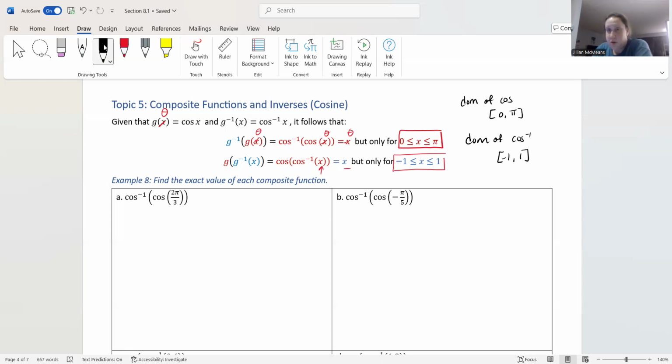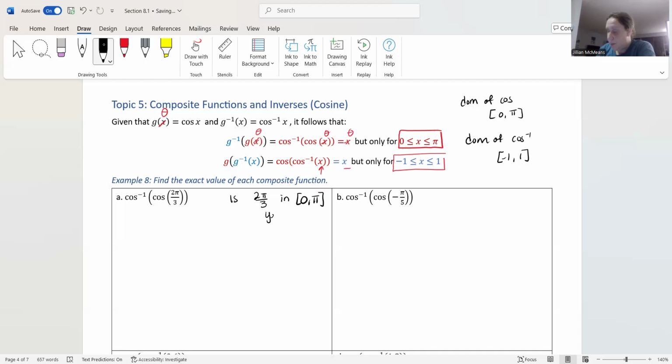We have inverse cosine of cosine of 2 pi over 3. Since the innermost function is regular cosine, we're looking at an angle. So we have to make sure we're meeting the domain for regular, restricted cosine. Is 2 pi over 3 in 0 to pi? The answer is absolutely yes. You can think of 2 pi over 3 as 2/3 pi, and 2/3 is definitely somewhere between 0 and 1. Okay, so we're good.